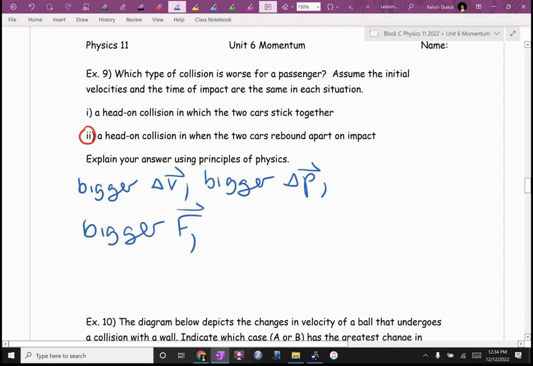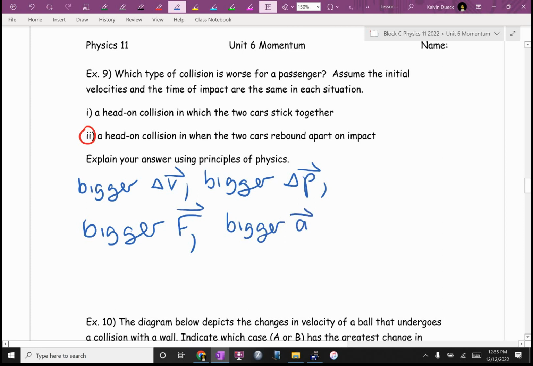This is the domino chain we're doing here. I know there had to be a bigger change in velocity, and since impulse is mass times change in velocity, bigger impulse. But another way to think about impulse is force times time. Oh, same time, you say? Bigger force. And then F equals what? What got bigger, the mass or the acceleration? And what does damage? Okay, this is why bouncing off something is worse, because you end up with bigger a.